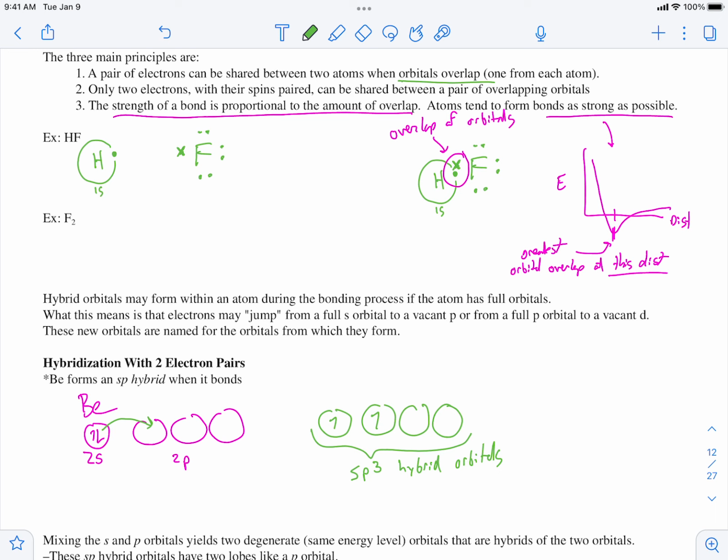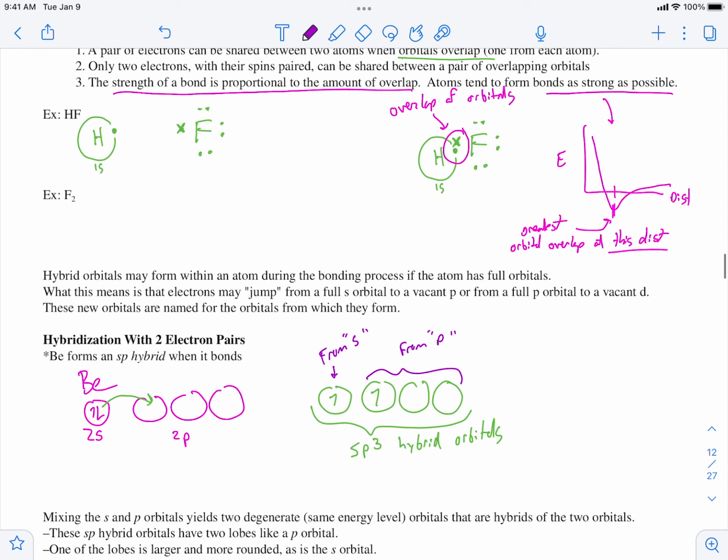The reason why it's called sp3 is because the first was from the s sublevel, whereas the back three were from the p sublevel. So when you combine them, they're just called sp3 hybrid orbitals. Now, in hybridizing those sublevels, we now have half-filled orbitals, and we are capable of forming bonds.